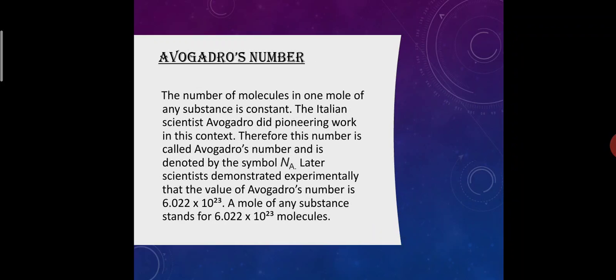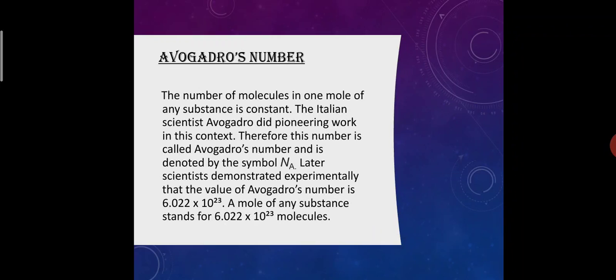Avogadro's number. The number of molecules in 1 mole of any substance is constant. The Italian scientist Avogadro did pioneering work in this context. Therefore, this number is called Avogadro's number and is denoted by the symbol N subscript A. Later, scientists demonstrated experimentally that the value of Avogadro's number is 6.022 into 10 raised to 23.